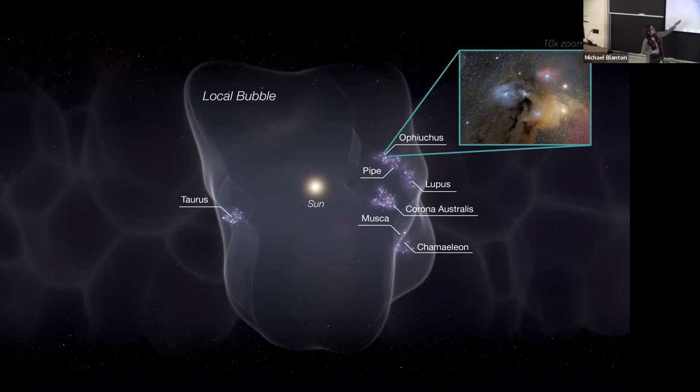So from one side of the bubble to the other, that's about 300 parsecs across. And then if you could actually zoom in into individual star-forming regions on the surface.